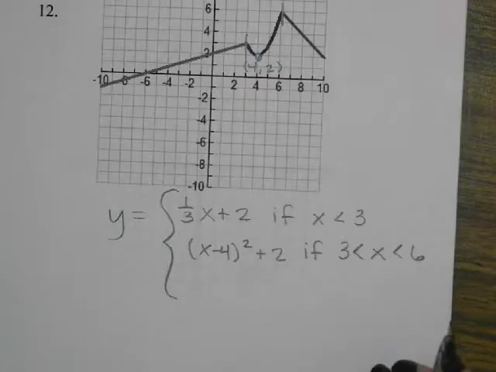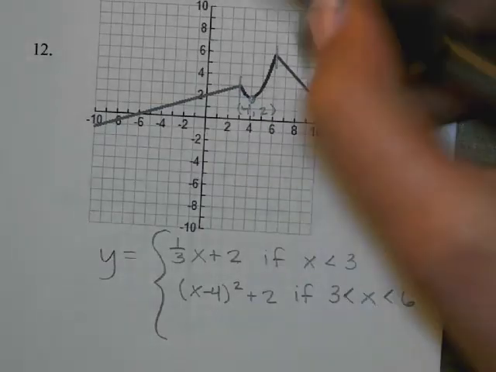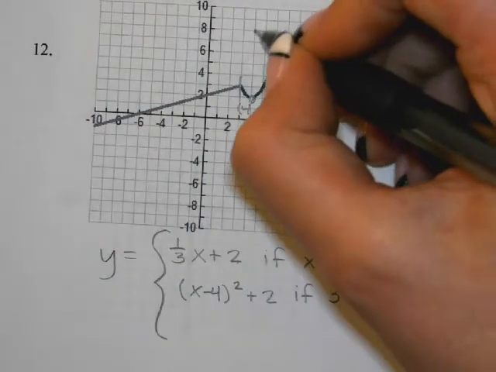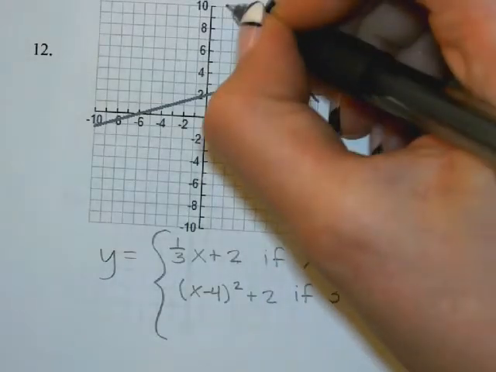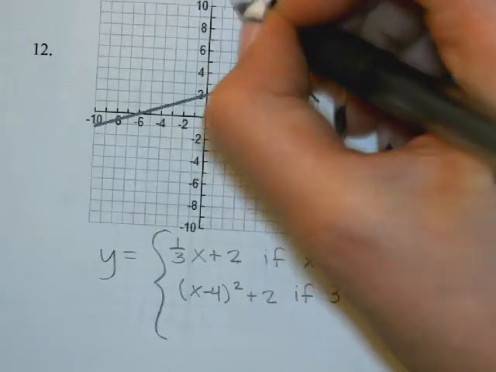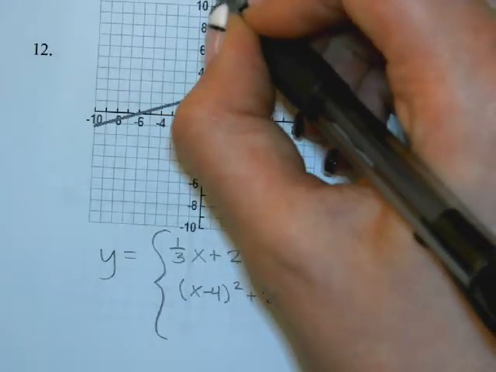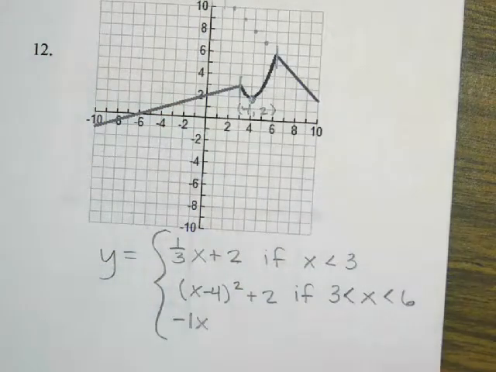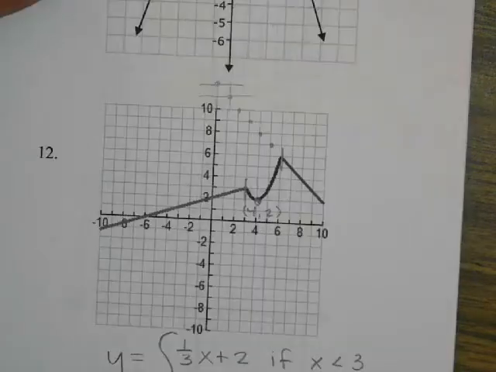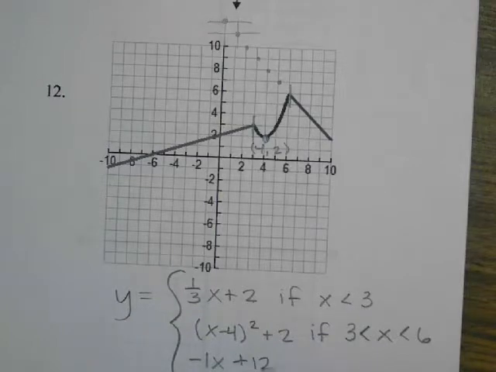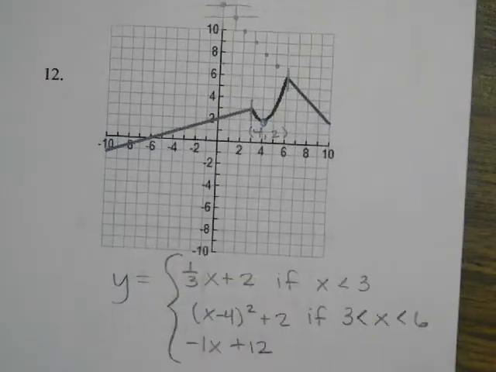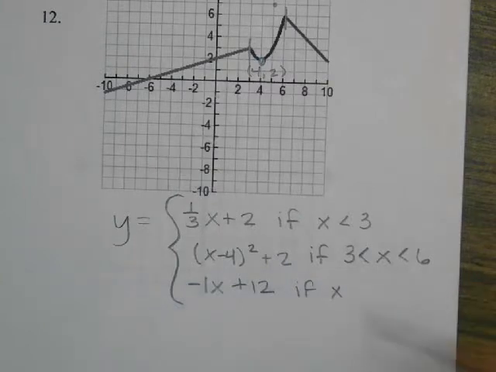Okay. And then our last one, can you guys tell what the slope is of the last one? Negative x. Yeah, it's a negative slope, -1. So I've got -1x. I can tell my slope is -1. I went ahead and I extended my picture. Plus 12. My y-intercept is 12. I had to go off the graph a little bit. And that's if x is greater than 6. All right.